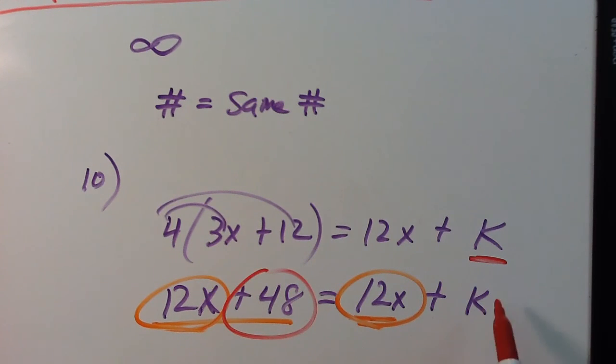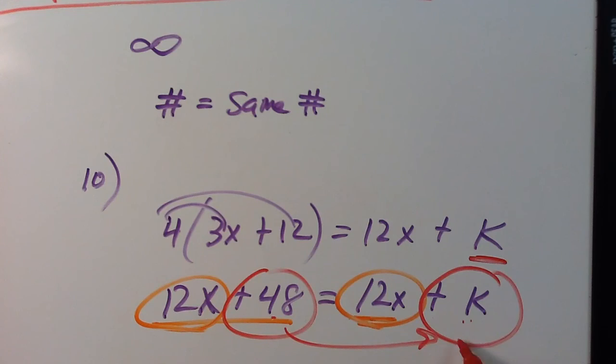So I need to know what value for this term should I have so that this looks the same. Well, I should have 48, right? That way the left side would be 12x plus 48, and the right side would be 12x plus 48. Okay? When this occurs, when the left side has the same stuff as the right side, there is infinitely many solutions. And so the value for k that you should have is 48. That would make this equation have infinitely many solutions.